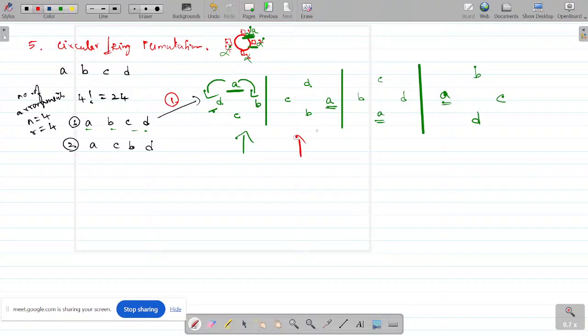What happens in this case? B and D. See, the position for B and D is not changed. What about here? It's not changed. What about here? Not changed. Even when you try with this option, the same thing will happen.